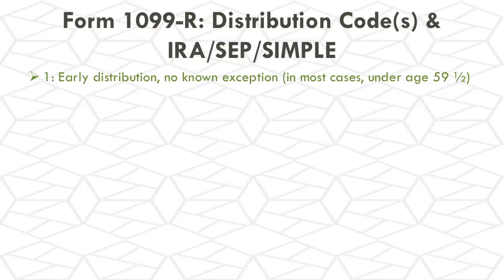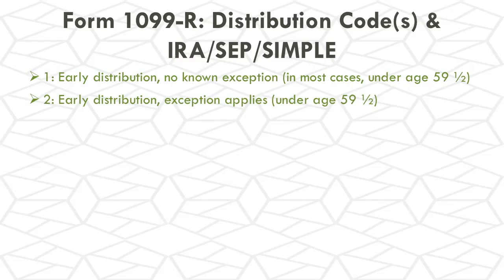Code 1 indicates that this distribution was an early distribution and there is no known exception. In most cases, 1 will be in this distribution code box if a taxpayer withdrew distributions from the account before age 59 and a half. In most cases, if they do that, it is considered an early distribution and there might be an additional tax that will apply. We'll talk about that a little bit more in part 2.